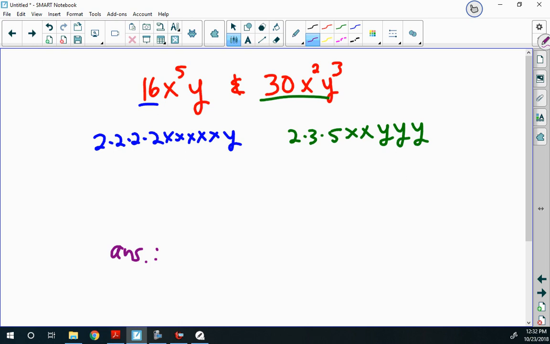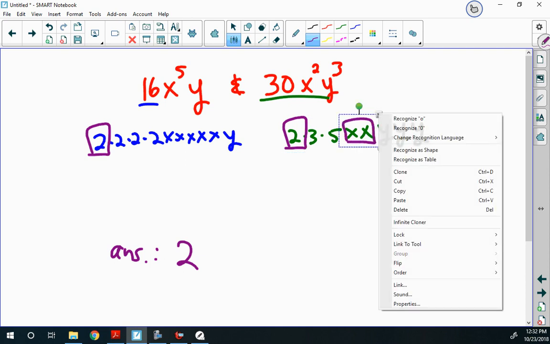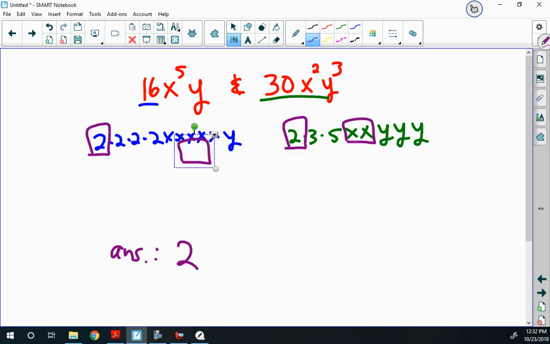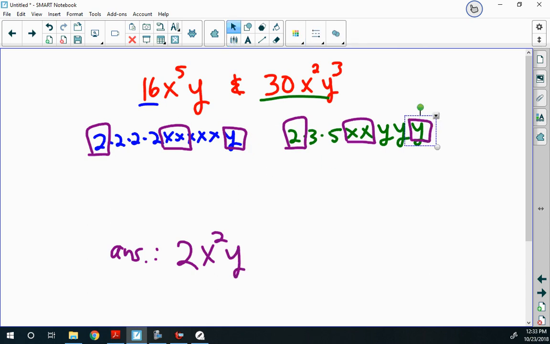2x. So a 2, we can all agree on the 2, right? Okay. And then you said something about two x's. This one's got 2 x's in it, or x squared as it is, right? So that's going to be x squared. So x squared, and what else? Y, just one of them, or y to the 1st. So 2x squared y is our GCF.